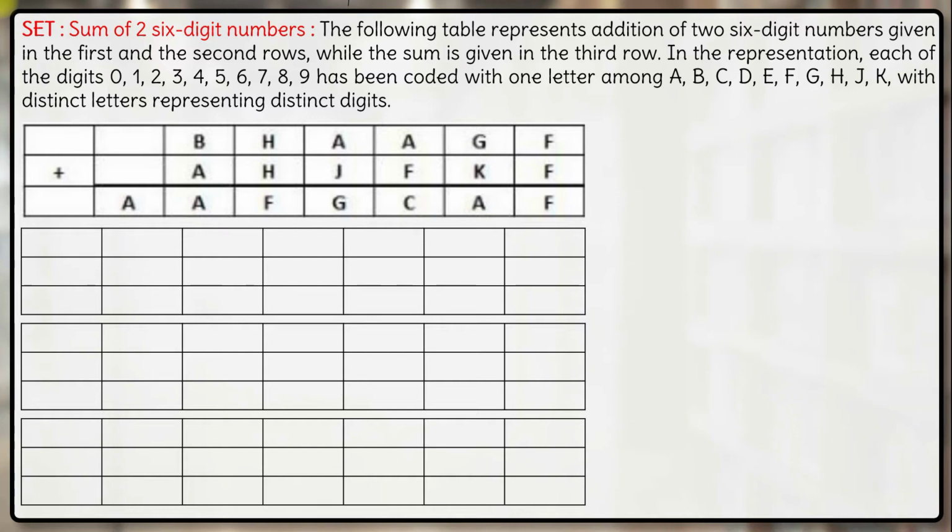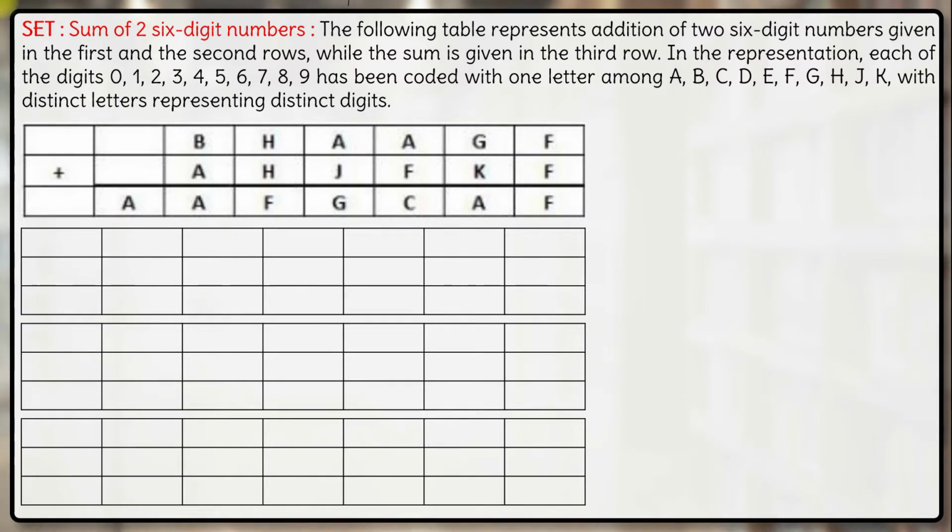Okay, so here in this question, the following table represents addition of two 6-digit numbers given in the first and the second row, while the sum is given in the third row. In the representation, each of the digits 0 to 9 has been coded with one letter A to K. If you notice, I is missing, so the coded letters are A, B, C, D, E, F, G, H, J, K, with distinct letters representing distinct digits. So this is the first 6-digit number, this is the second 6-digit number, and the sum is over here.